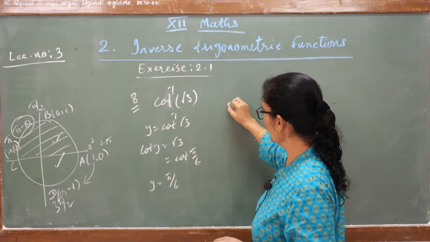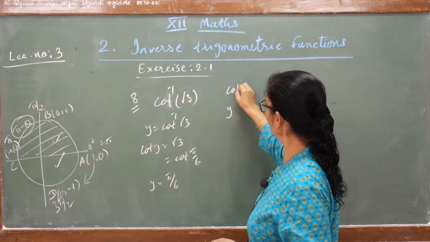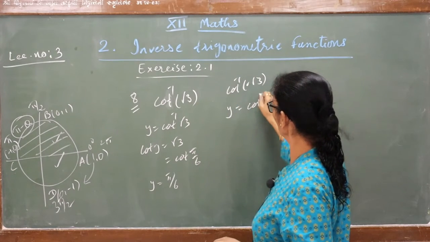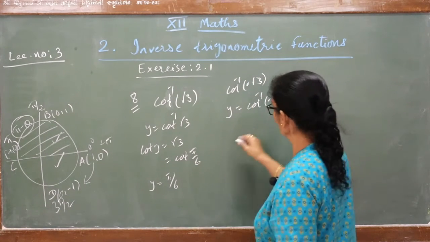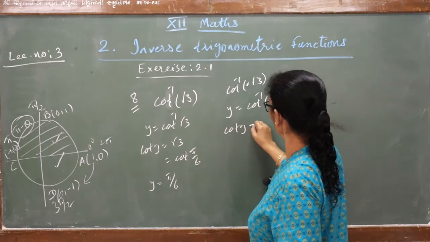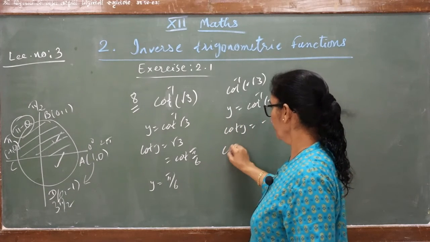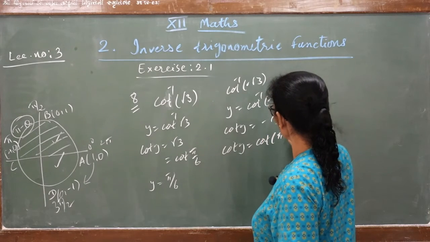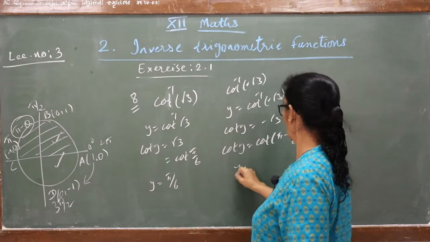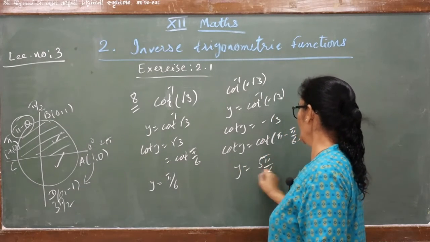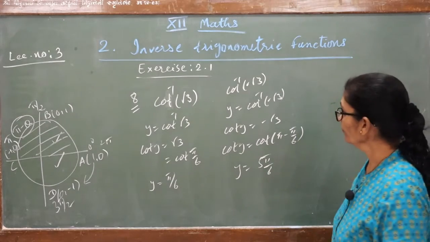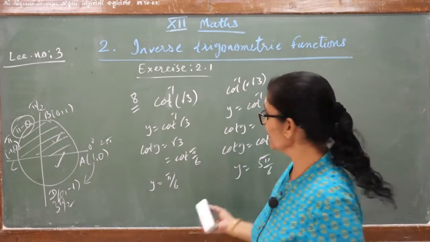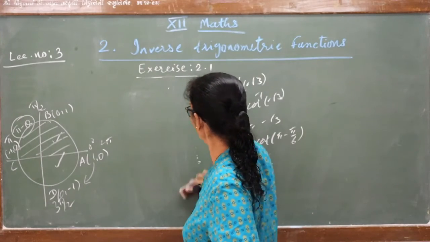But if there is a minus sign here, then we can write cot inverse minus root 3. Then y equal to cot inverse minus root 3. Cot y equal to minus root 3. Okay, for which trigonometric value? That one, pi minus pi by 6. So we can write pi minus pi by 6 means 5 pi by 6. So this way we can write with both plus and minus signs. And last, the 9th question, of the same method.